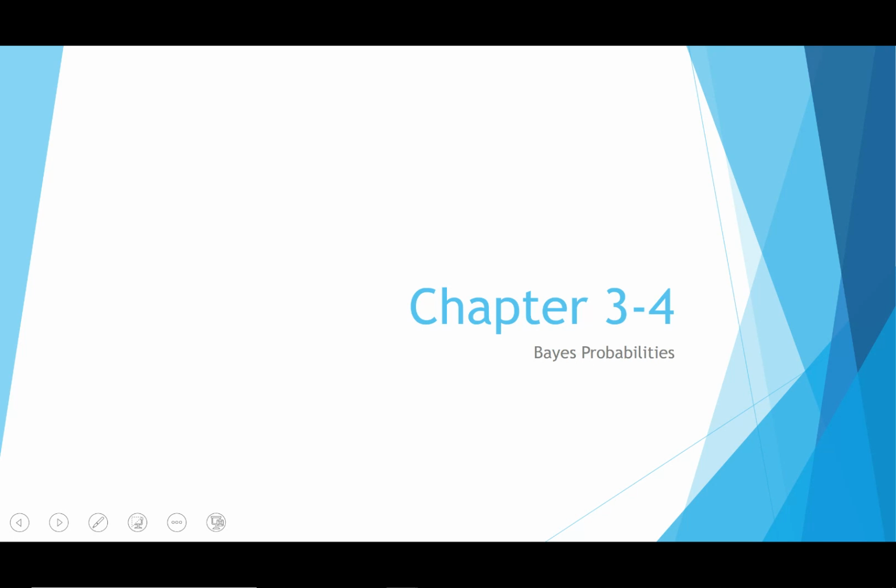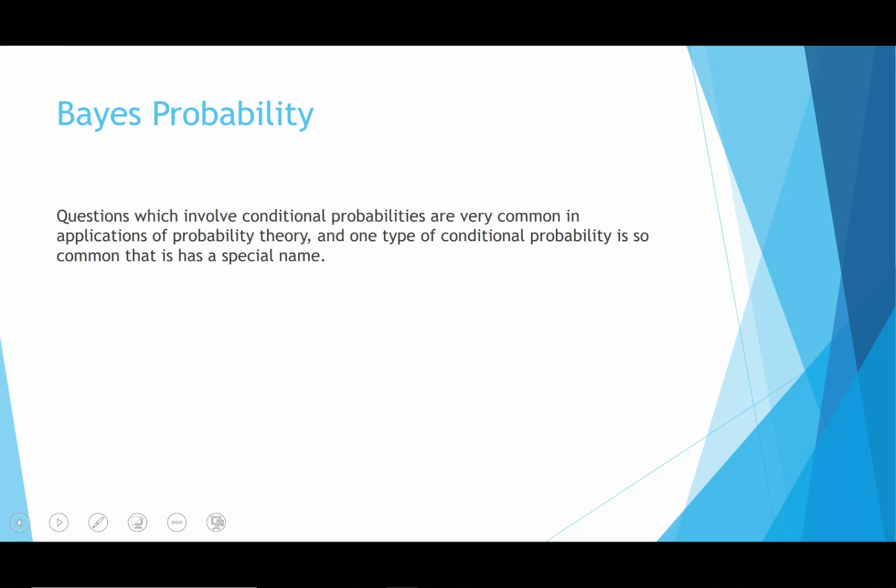So today we're going to talk about chapter 3.4, which is Bayes probabilities. Now, Bayes probabilities is kind of like what we did in section 3.3, where we had the tree diagrams, and we found probabilities of certain events occurring by multiplying the branches of each event together. We'll do that again here, but the difference between 3.3 and what we're doing here is conditional probability. So it's important to understand how conditional probability works.